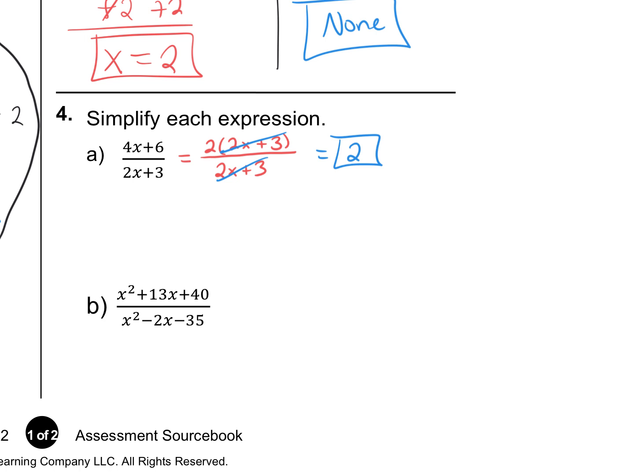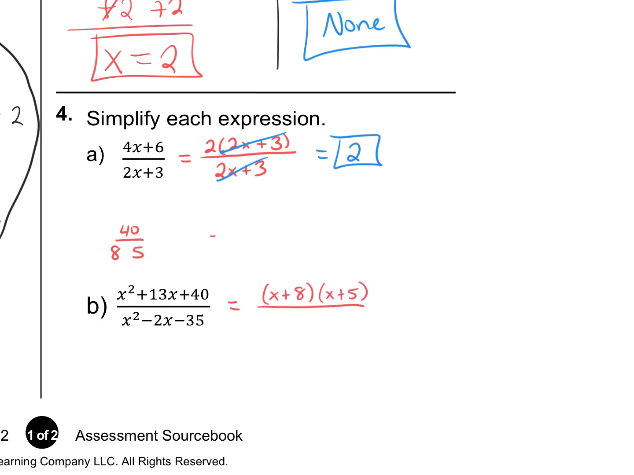So on b, what do I need to do? Factor. I need to factor the top and the bottom. Remember, again, look at it one by one. What are factors of 40 that add up to 13? 8 and 5. Does everyone agree? How can I write 8 and 5 as factors? x plus 8, x plus 5.